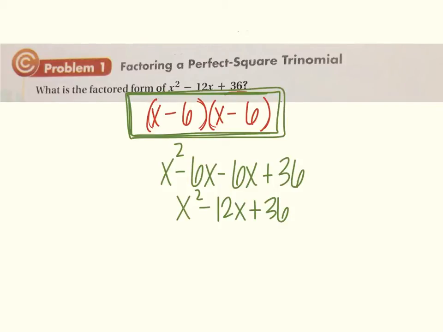So that's factoring a perfect square trinomial. And it's called a perfect square trinomial because it's something times itself. The factors are the same thing. Let's try a couple more together.